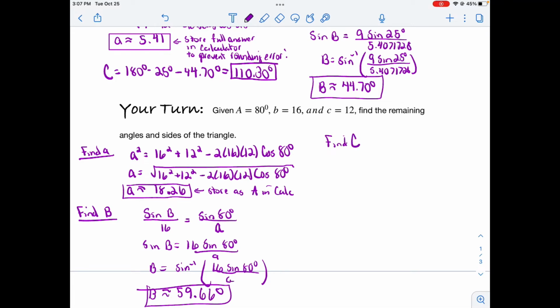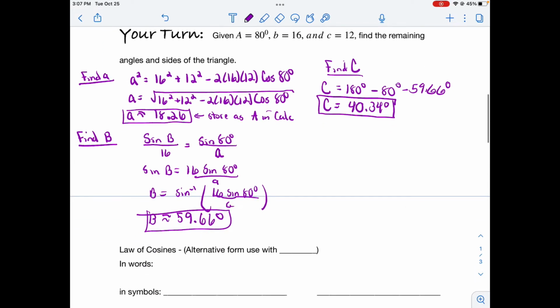Now that I know that B is equal to 59.66 degrees, I want you to find angle C. Okay, angle C is equal to 180 degrees minus the given angle of 80 minus the angle I found of 59.66. So angle C is 40.39 degrees.